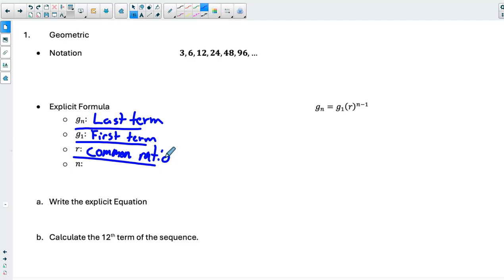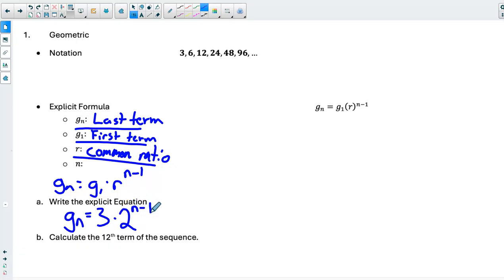So letter A, write an explicit equation. It follows the same rules that it did yesterday. I'm going to have Gn just like I had An. I'm going to write down what my first term is. So that actually doesn't change at all. So in this case, it's going to be 3. And then my multiplier. You already told me my multiplier is 2, so R is 2. And then I'm going to have n minus 1.